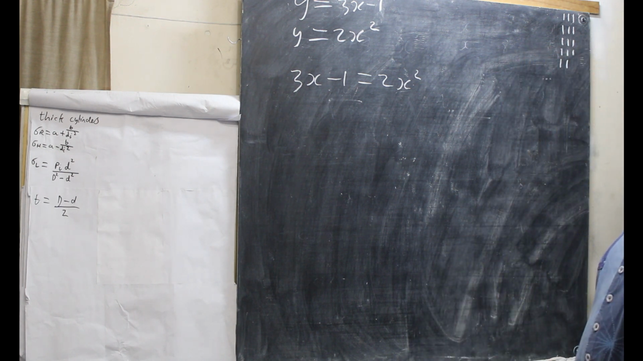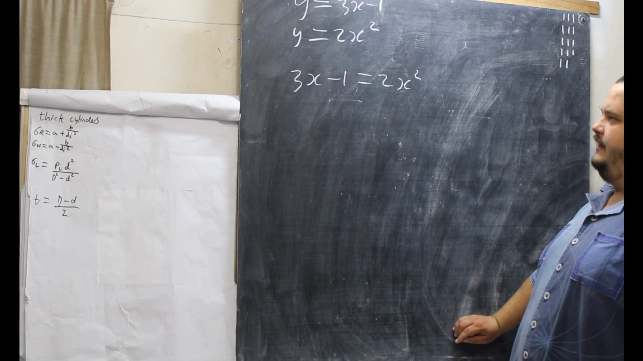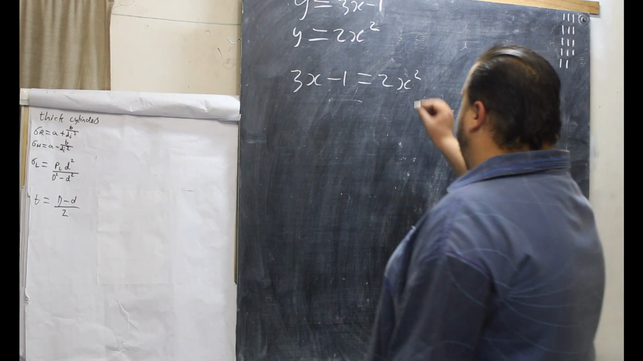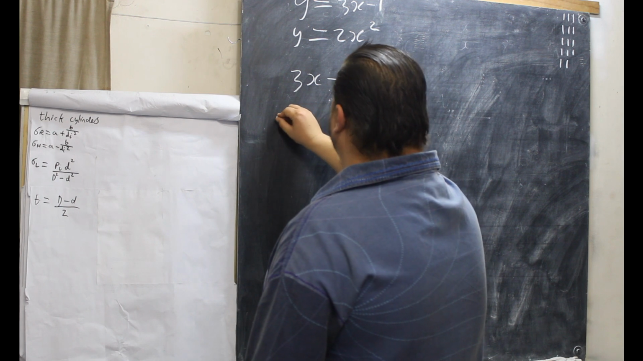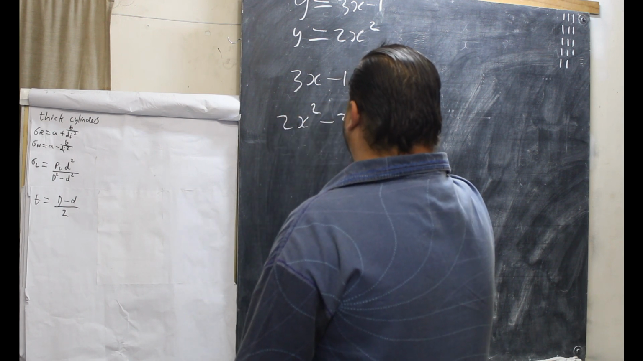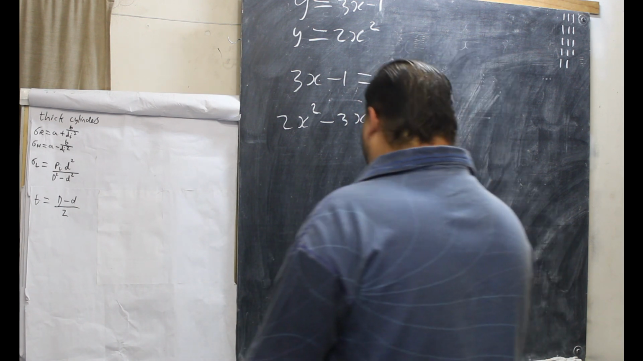Because we're looking for our points of intersection. The question, they said find the center of gravity. So what we need to do is find the points of intersection. So let's move this all over to that side. So we got 2x squared minus 3x plus 1 equals 0.